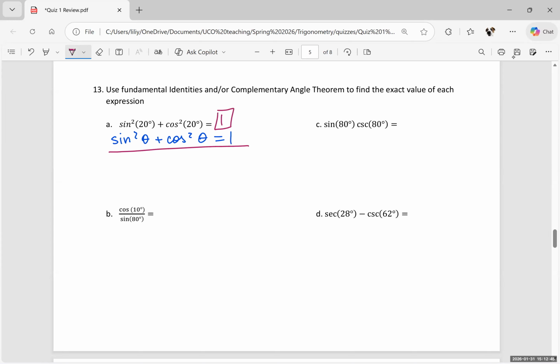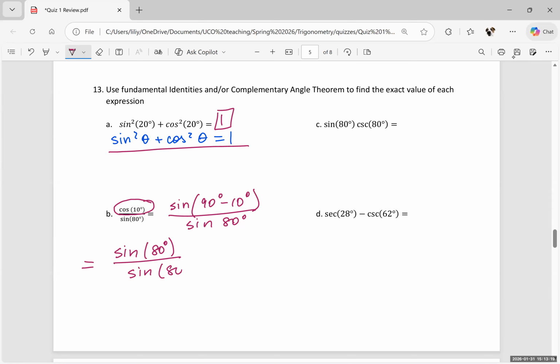Let's try this next one. Cosine of 10 degrees over sine of 80 degrees. Well, a little bit of critical thinking over here. We're going to rewrite this cosine of 10 degrees in terms of its cofunction, which is sine. So cosine of 10 degrees is the same as sine of 90 minus 10 degrees. I'm hoping it's already obvious. Sine of 80 divided by sine of 80, that's just 1.